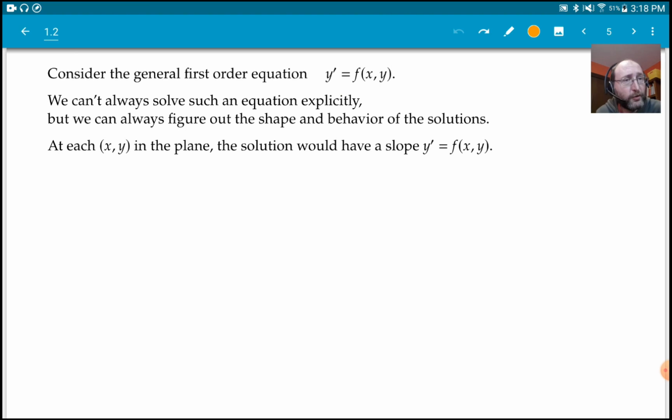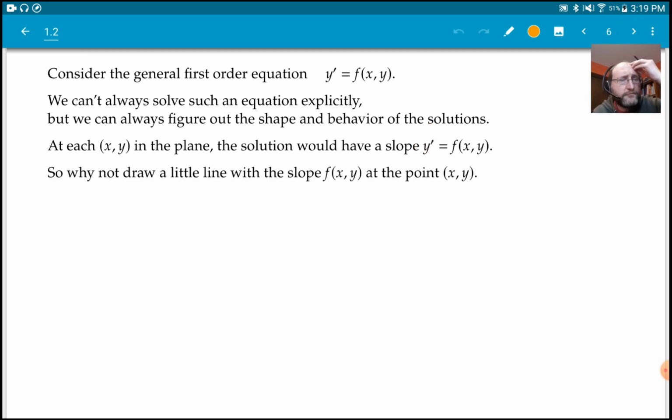So at each point x and y in the plane, where x is the horizontal axis and y is the vertical axis, if we could find the solution, its derivative y prime would be the slope. If we are at a fixed point in the plane, we know what the slope of the solution would be. Y prime is supposed to be the slope that y has when we plug in x. So we know the slope.